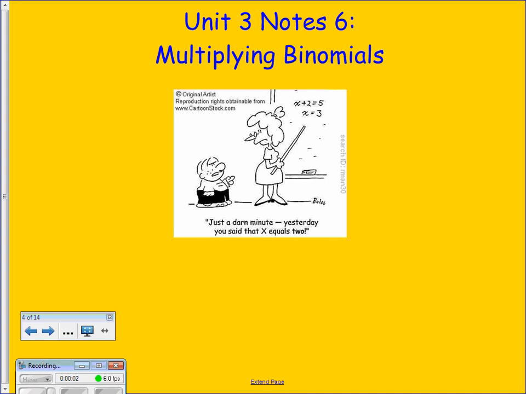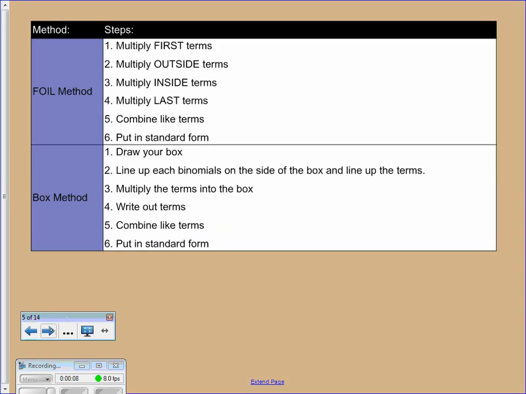Hello guys, today we're going to talk about our last notes of this section, which is note 6, multiplying binomials. So there are two methods for multiplying binomials. There's FOIL, which is the oldest one in the book, which is probably what your parents and what Miss Humbert learned when she was in school. And the next method is a newer method, which I find to be a lot easier when trying to multiply binomials, and that is the box method.